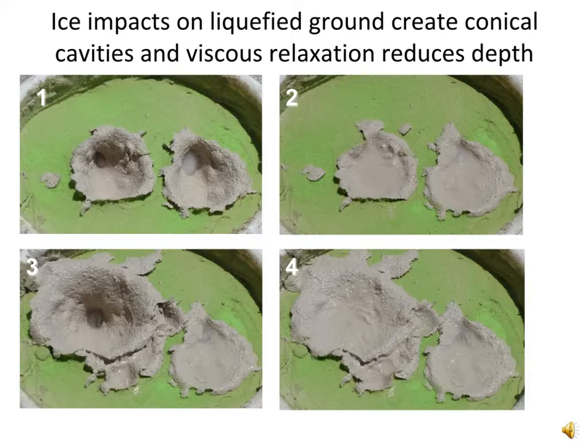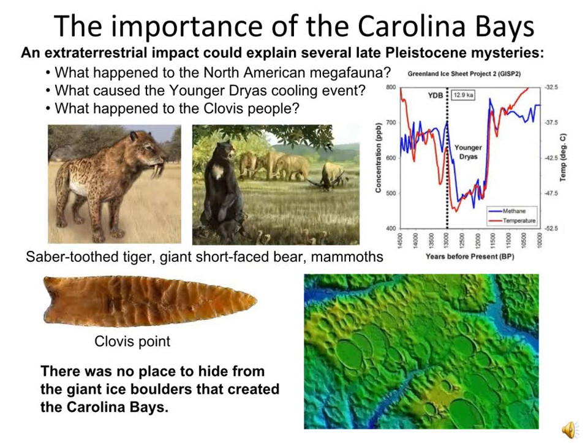Experiments confirm that oblique impacts by ice projectiles on liquefied ground can create inclined conical cavities, and that viscous relaxation reduces the depth of the cavities to form shallow elliptical bays with raised rims. Overlapping bays are created by adjacent impacts. My paper proposes that the Carolina Bays were produced by a saturation bombardment of glacier ice chunks ejected by an extraterrestrial impact on the Laurentide Ice Sheet.